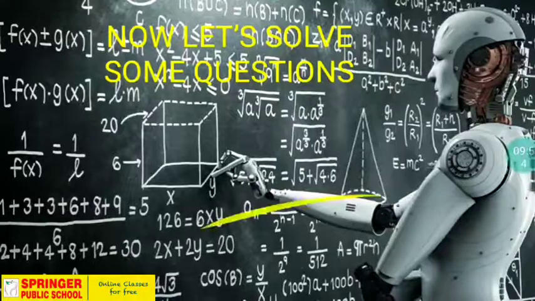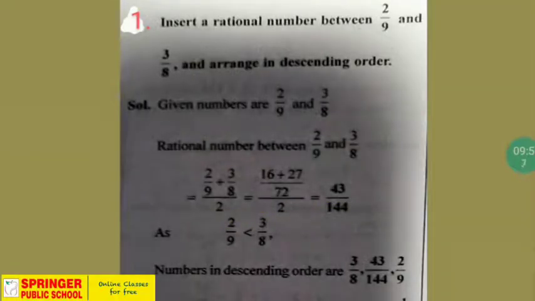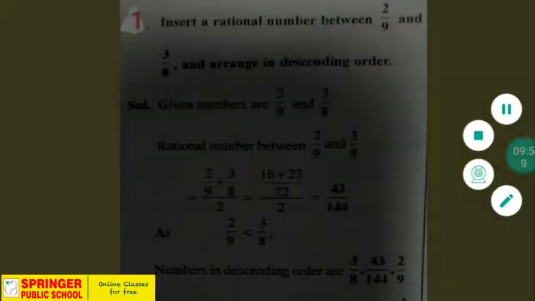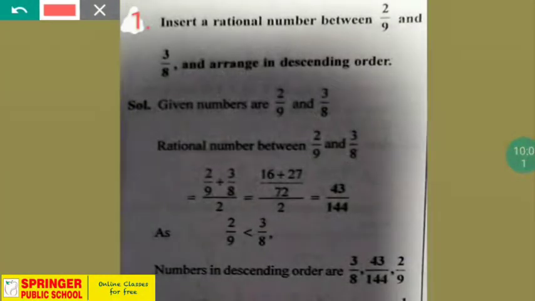So students, let's begin. You can see the first question here. Students, the first question is: insert a rational number between 2 by 9 and 3 by 8.